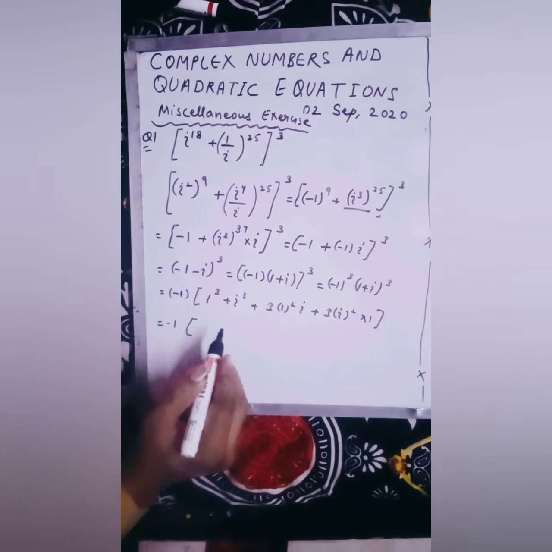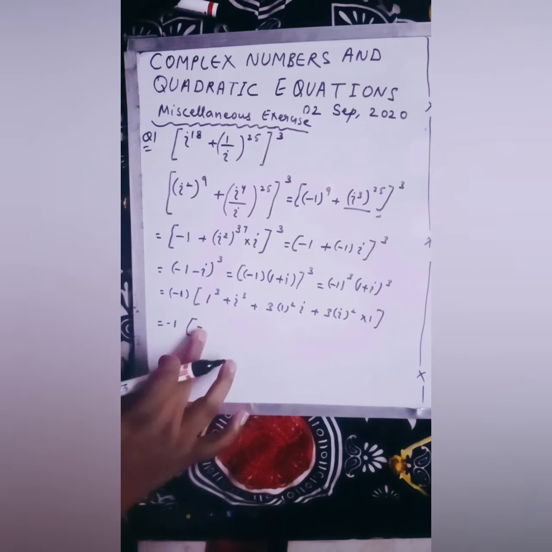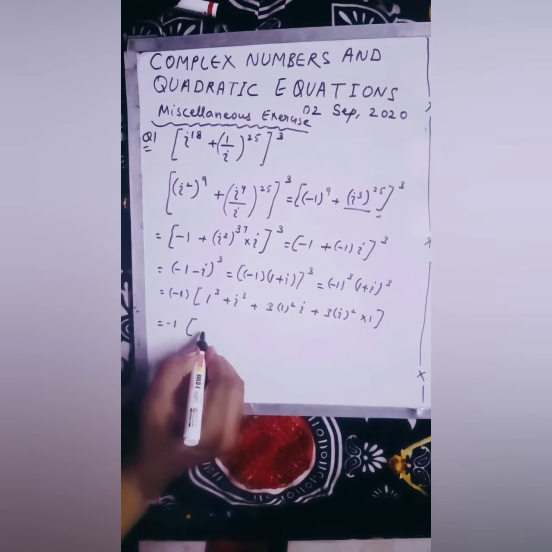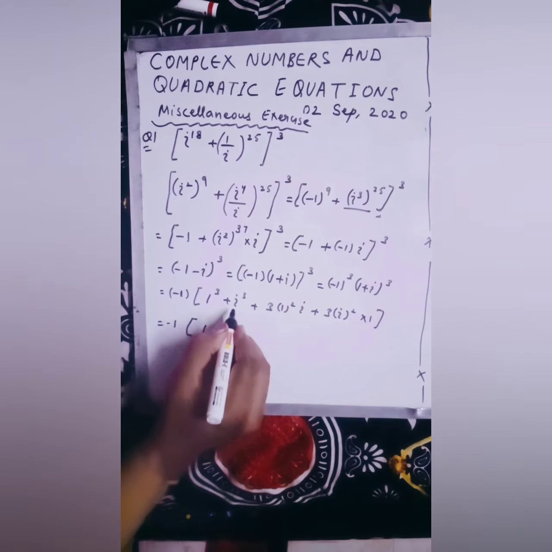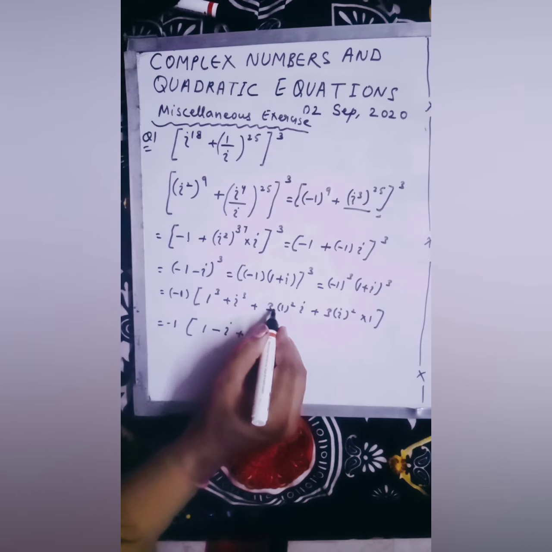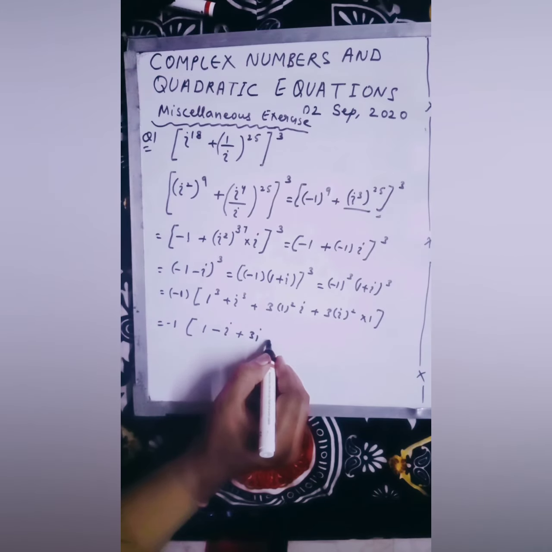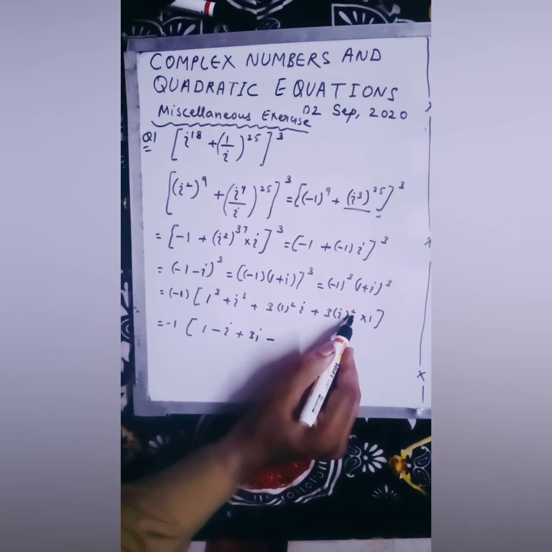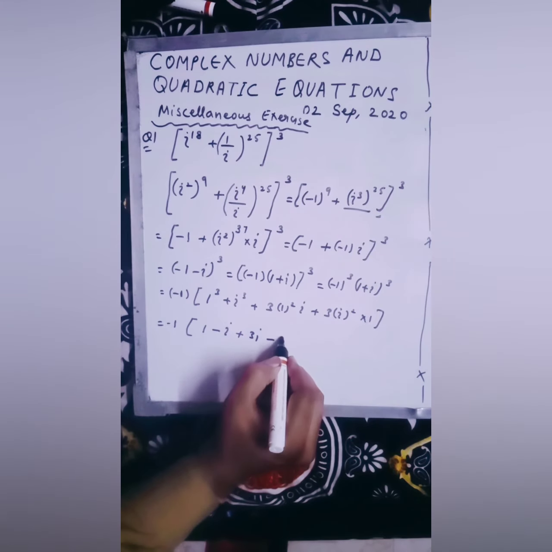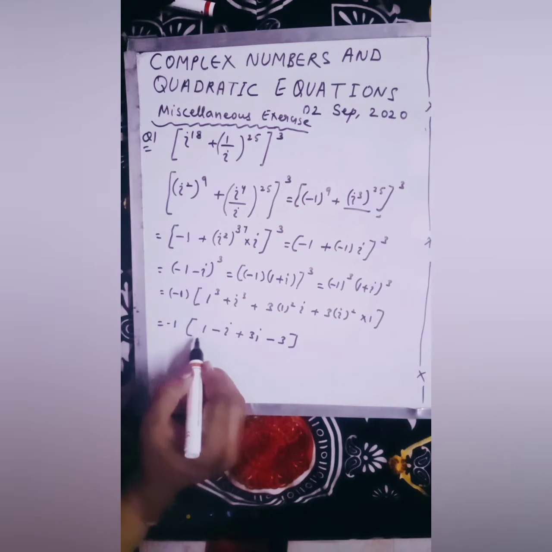Here, it is 1 cube, so it will be 1 only. It would be minus iota because it is iota cube. Plus it is 3 into 1, it will remain 3 iota. And here iota square is -1, so it will be -3. Got it? Now just simplify it.